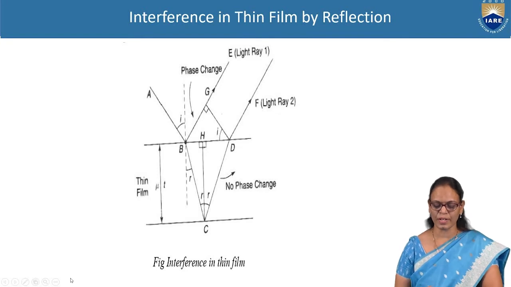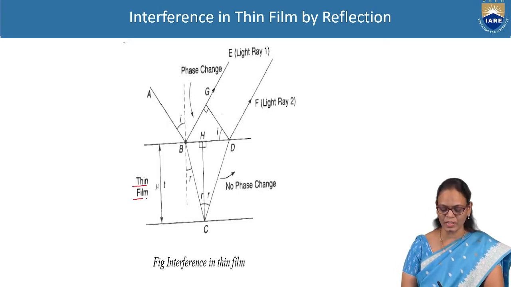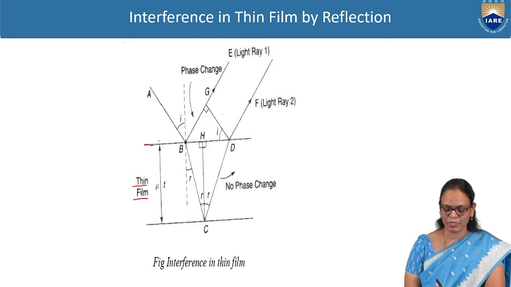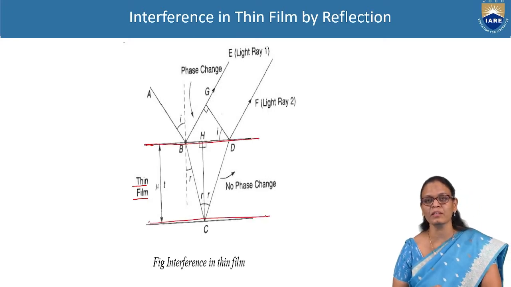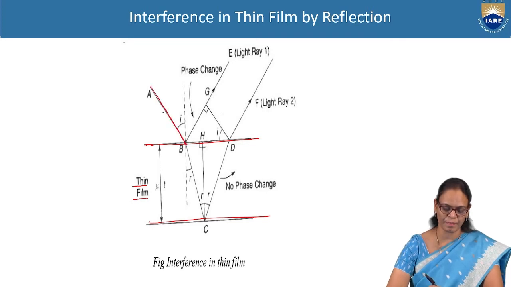Now let us try to understand this interference in film with the help of this diagram. What we see here is a thin film. For us to understand, we have drawn it broad, but it is a very thin film. Now a ray of light is incident on it. Let AB be the incident light.